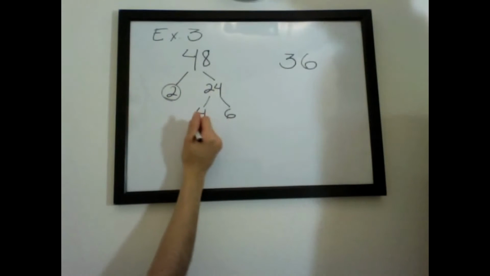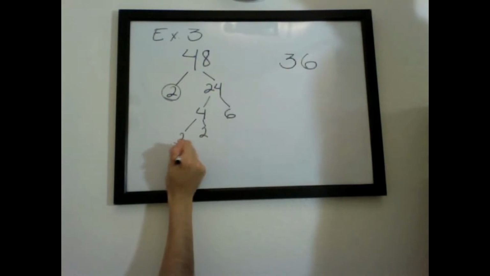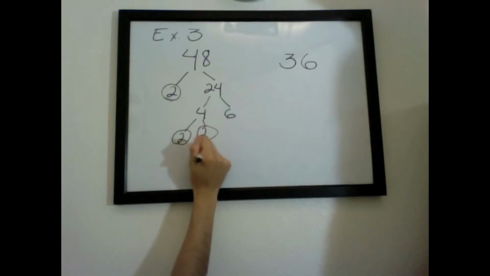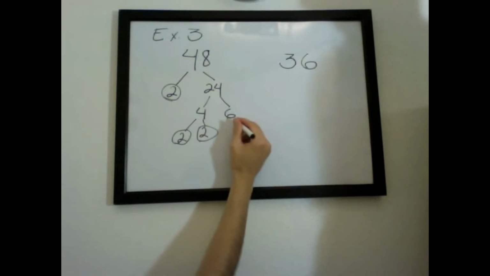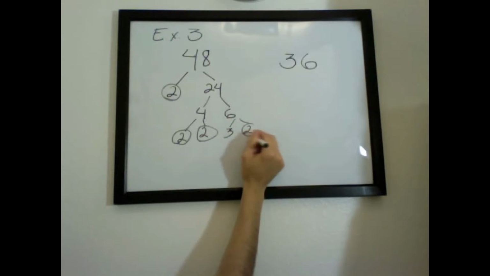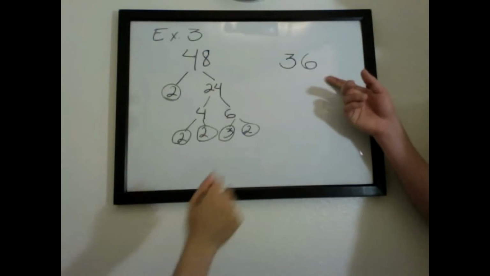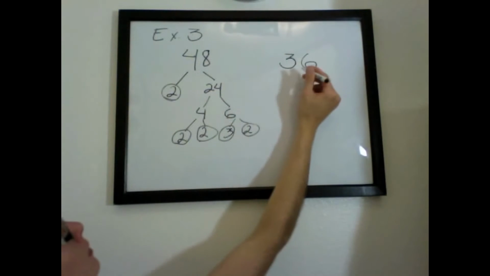So let's do 4. 4 is 2 and 2, and those are both primes. And 6, we know we can break that up into 3 and 2. And those are both primes. Okay, so we're done with all the primes on that number. Let's do this one now. This one, break it up into 18 and 2.